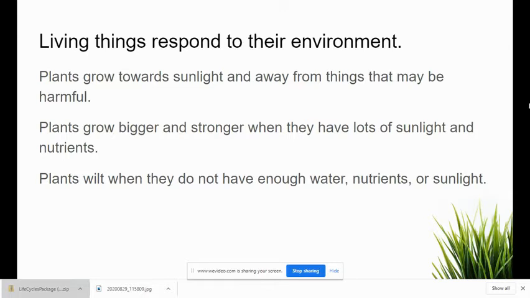Plants respond to their environment too. Plants grow towards sunlight and away from things that might be harmful to them. So sometimes you might see plants near a road growing away from the road because of the pollution that comes from the cars.